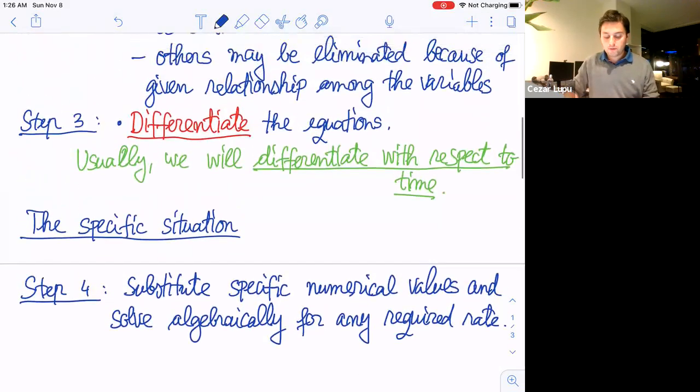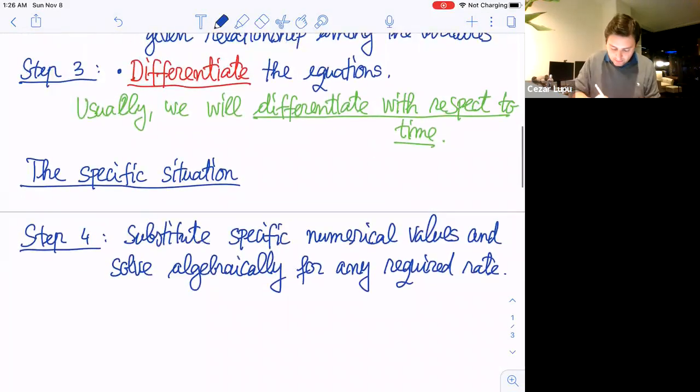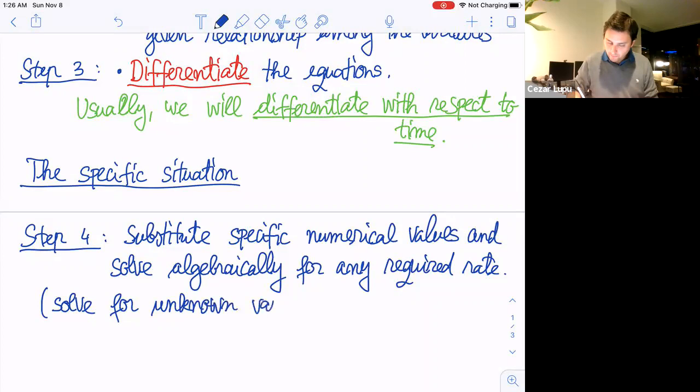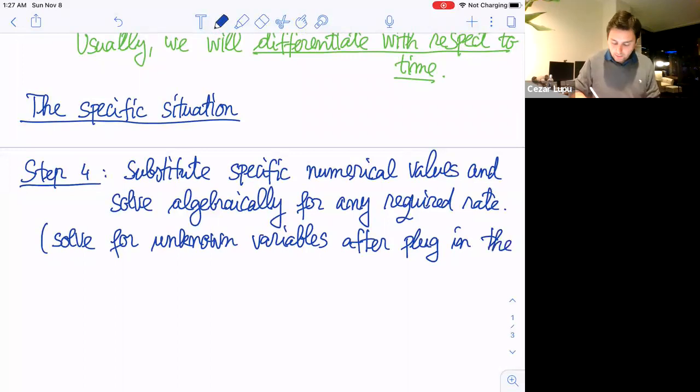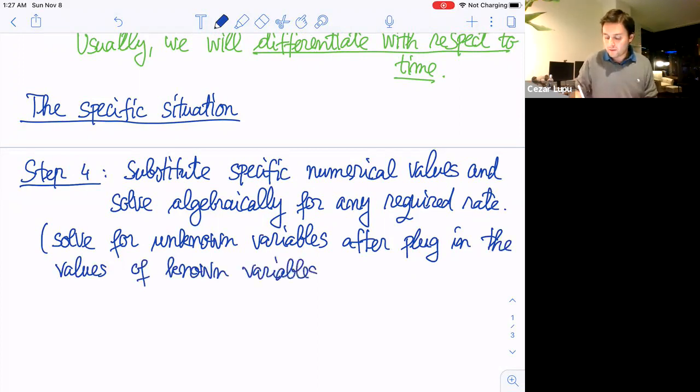So in fact, let me just say this. We solve for unknown variables after we plug in the values of known variables. All right. So this is the philosophy on how we will solve. And now let's get to some specific situations.